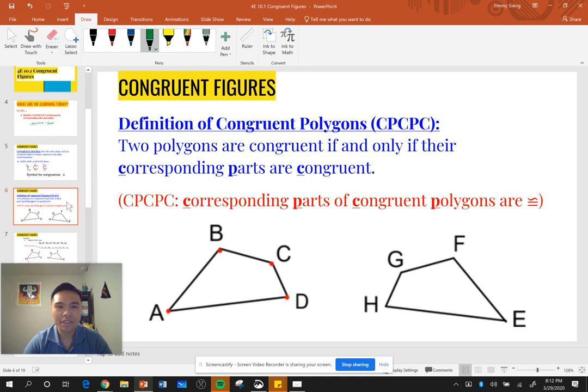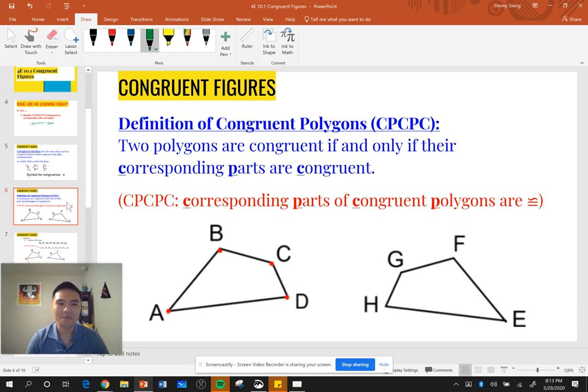So now we have the definition of congruent polygons. Two polygons are congruent if and only if. If and only if means it has to be the case, right? If and only if their corresponding parts are congruent to each other. So if I look at these two polygons, we got A, B, C, D, and H, G, F, E, right? If they're corresponding parts, maybe you can see here we got the side A to B and F to E. If those corresponding parts are congruent, then we know this is a congruent polygon, okay?